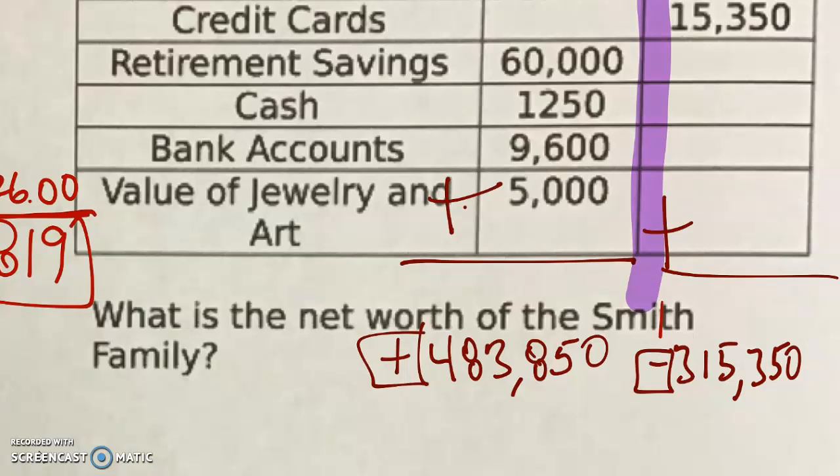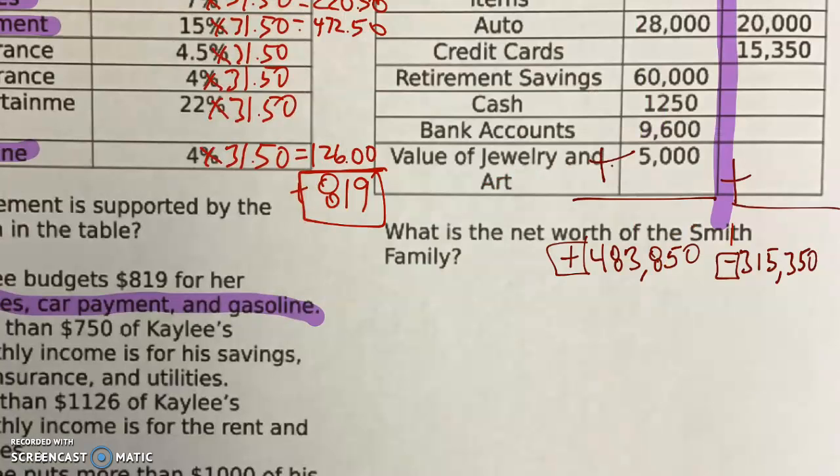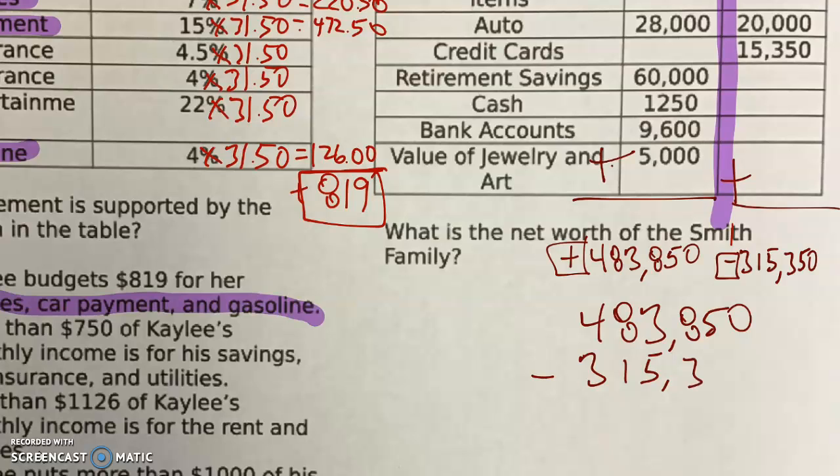We got $483,850 in positives and 315,350 in negatives. Okay, so we just need to find the difference in those two. Difference meaning just subtract. So we got 483,850. Take away the liabilities of 315,350.